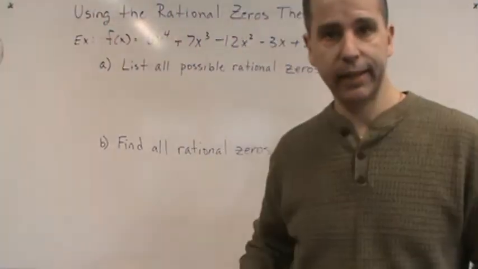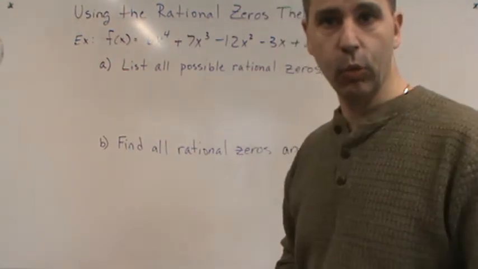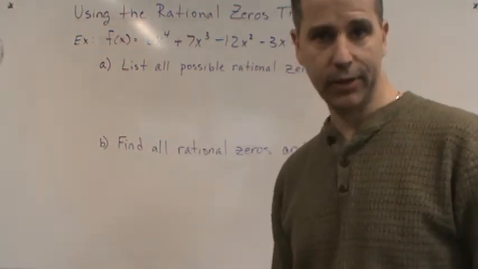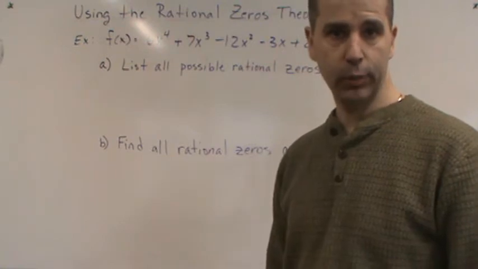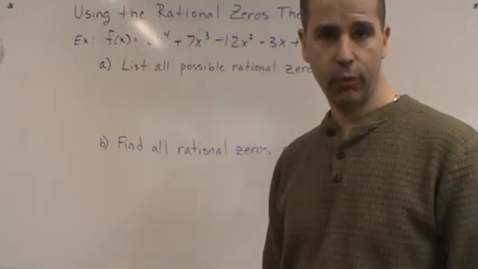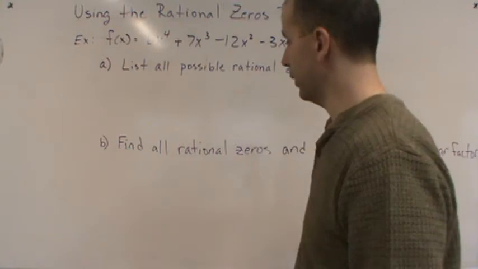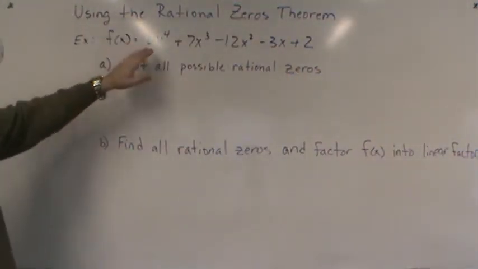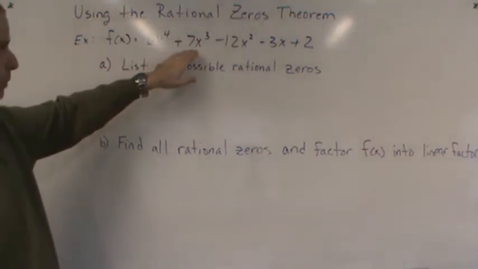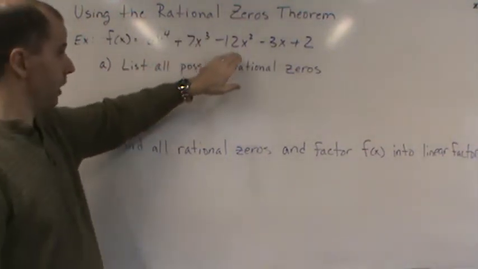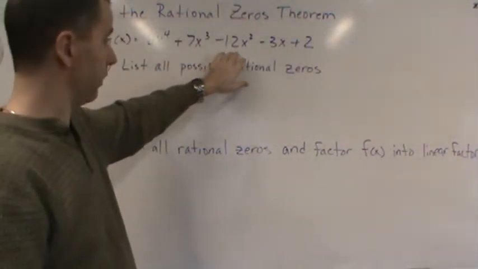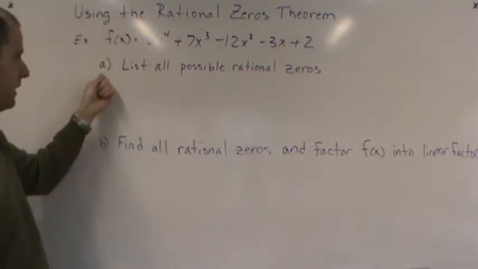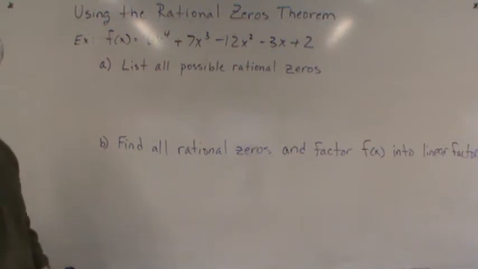Okay, welcome back. Today we are going to work on an example of using the rational zeros theorem to factor a polynomial. This polynomial is going to be a fourth degree polynomial. So here's what I have. f of x is equal to 6x to the fourth plus 7x cubed minus 12x squared minus 3x plus 2. Part A says list out all the possible rational zeros.